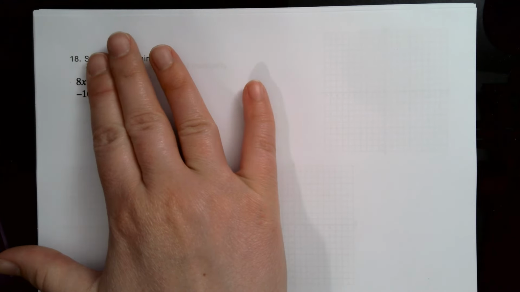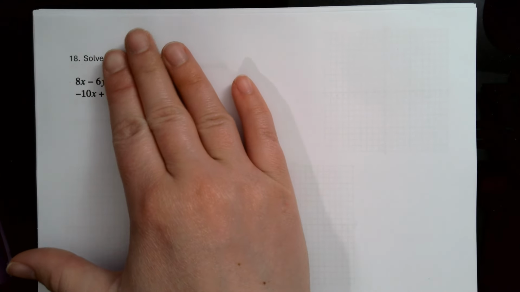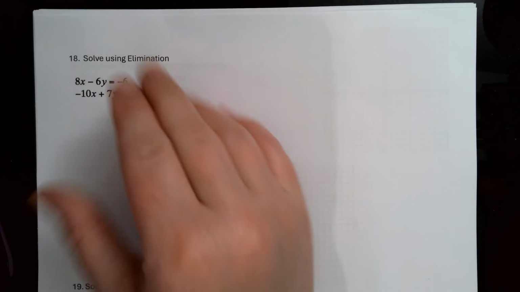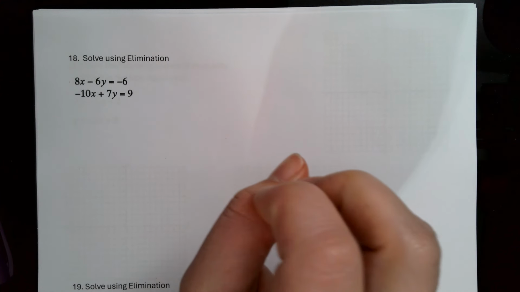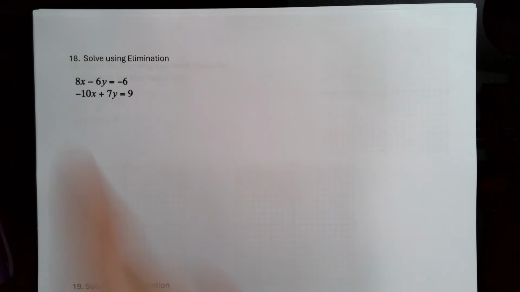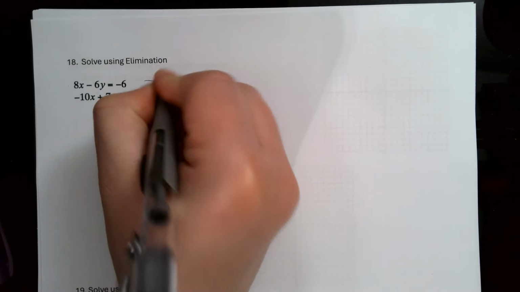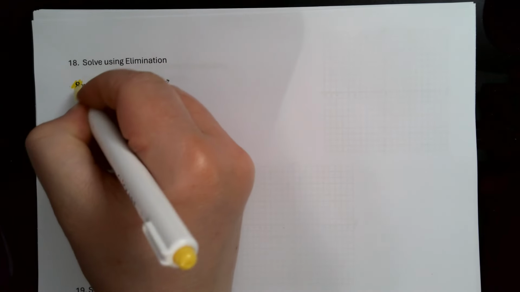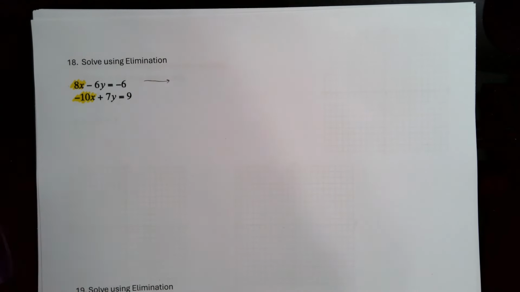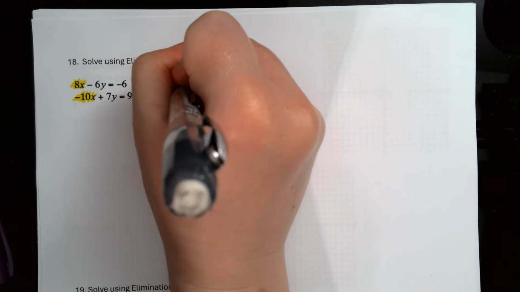So I'm going to take my hand, cover this. My x's are not the same. My y's are not the same. So I'm going to choose, what am I going to choose? I'm going to choose 8 and 10 to work with. And let's highlight them so we know which ones we're working with. Here we go.